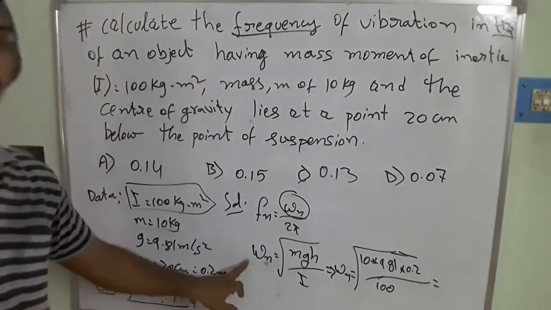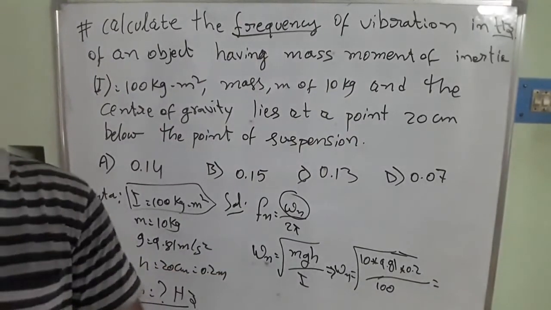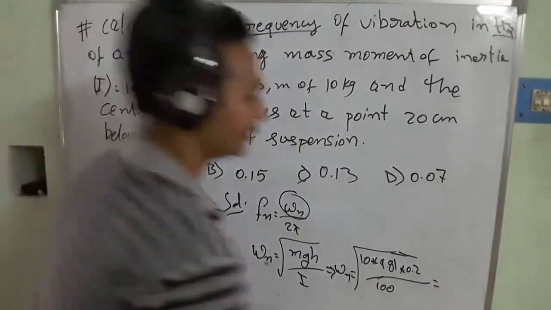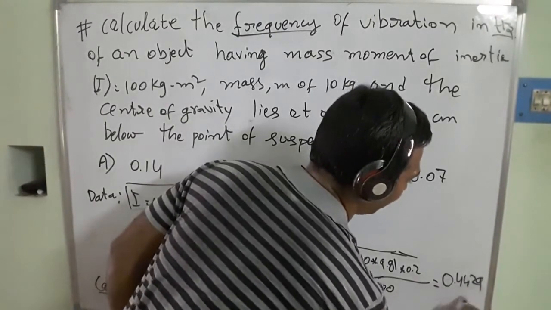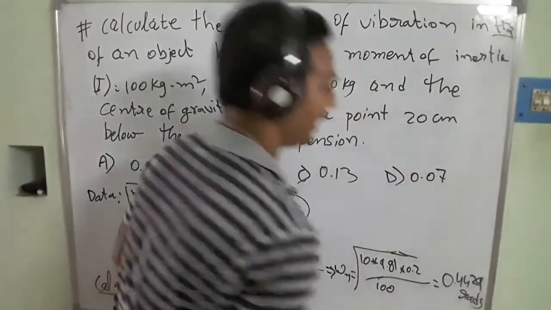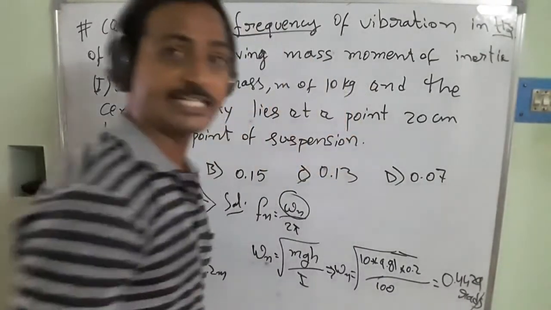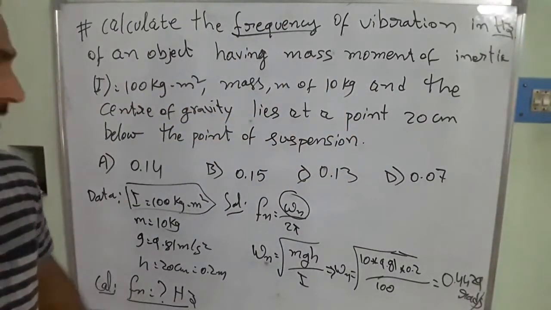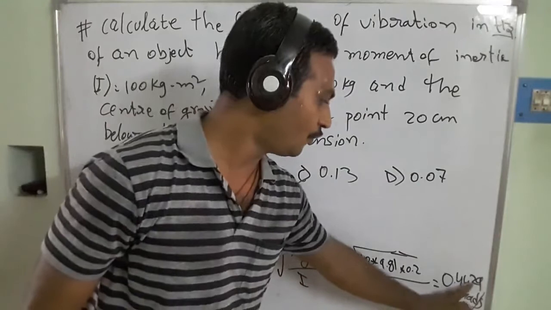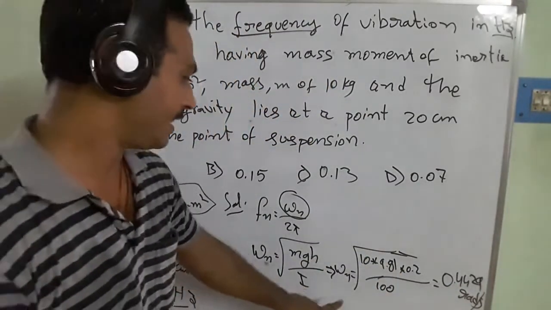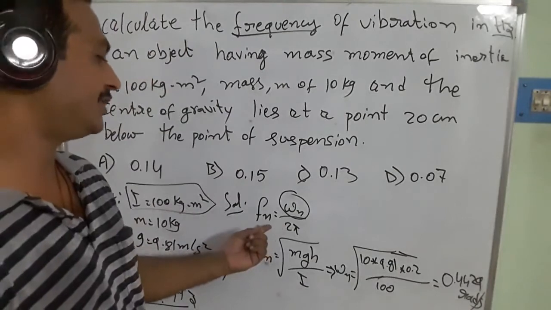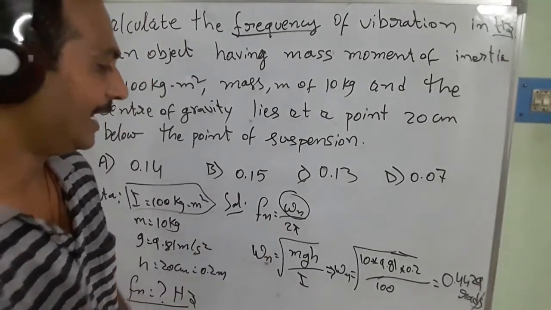So from this one, finally I got omega n equal to 0.4429 radians per second. That means omega n is equal to 0.4429. Once we get this omega n, if I substitute in the natural frequency formula, then I will get that part.